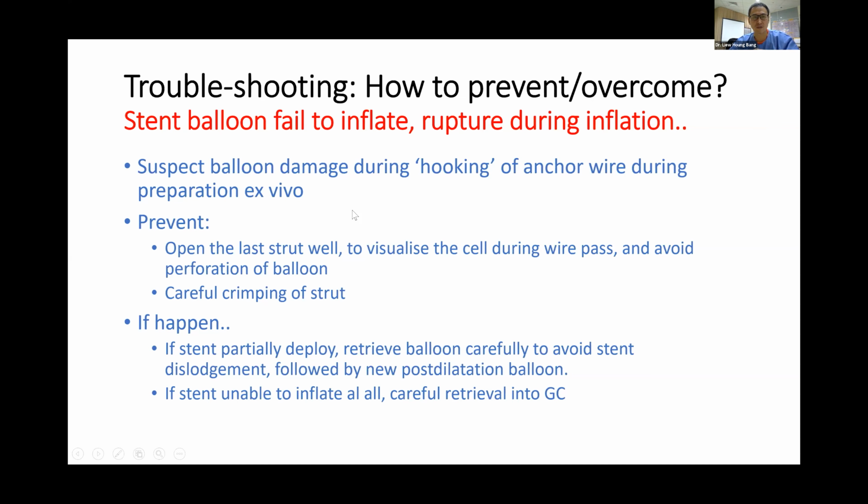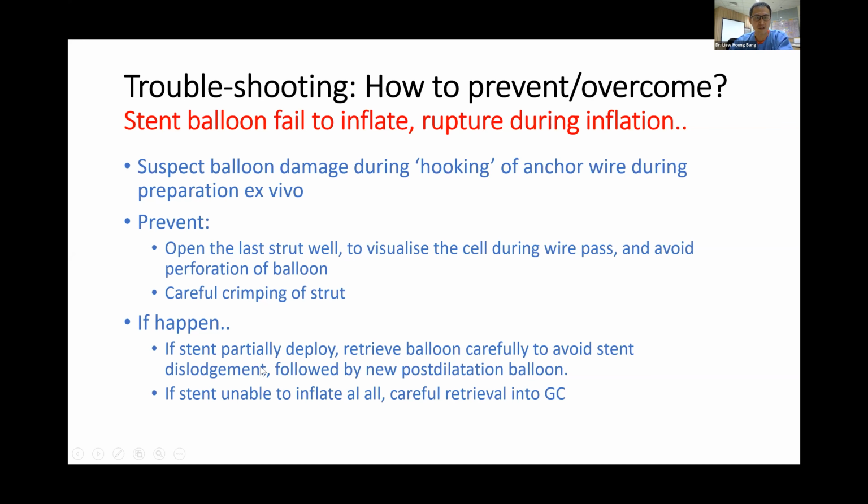Suspect this, especially when, at the time we put the wire onto the strut, we might actually have poked the balloon and damaged the balloon. So prevention is key. Always open the last strut well, turn on the light, and make sure as we pass the wire, we don't damage the balloon, and keep the wire parallel and not poking the balloon. And of course, as you crimp the stent down, also be careful, because the struts are hard and they can damage the balloon if we are too aggressive to crimp it down.